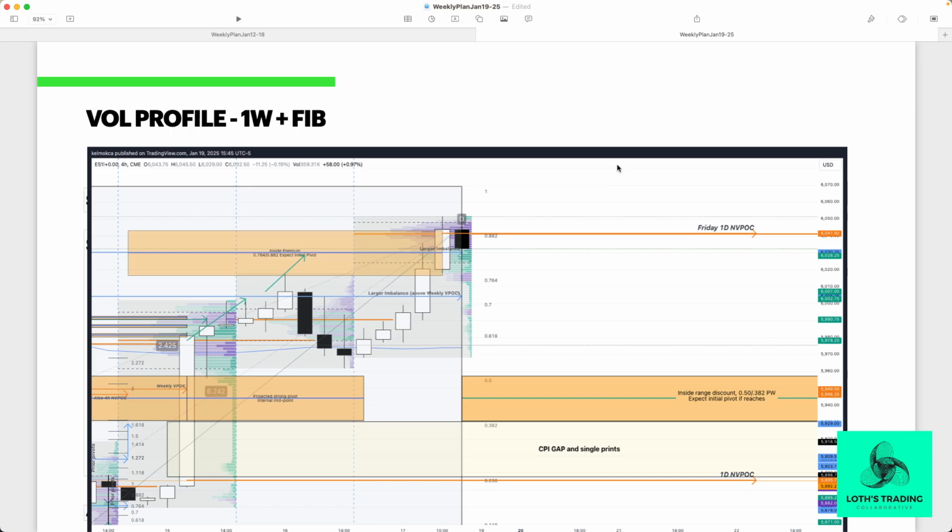So let's take a look quickly now at the volume profile. I'm not sure why it's cut off here, so I can jump into TradingView later. This here on the left is a box that I drew for the weekly ranges. Kind of cut off because what I'm just looking at is the Friday range here.